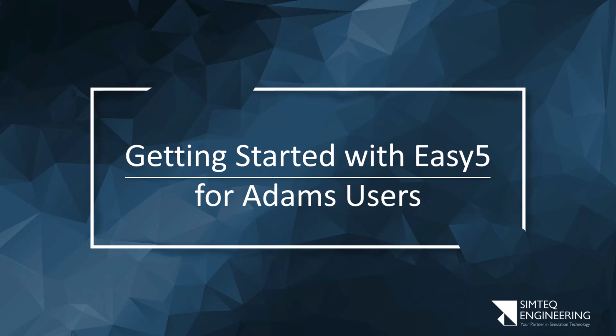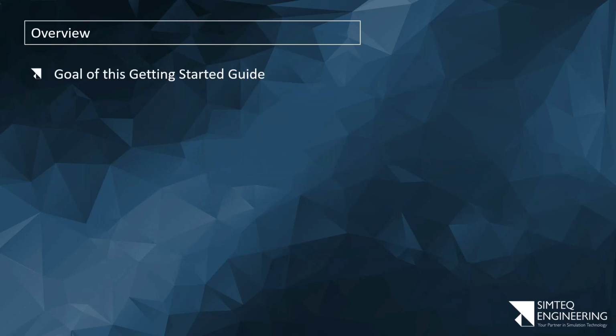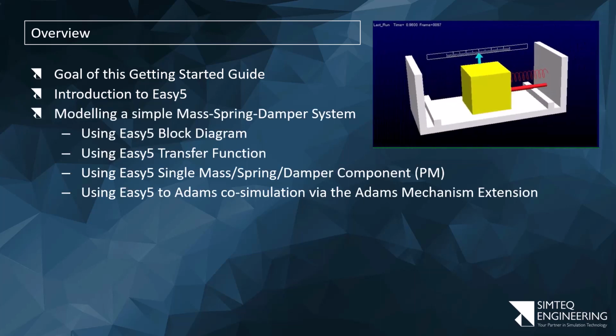So let me give you an overview of the ground that we're going to be covering in this video. Firstly, I'm going to explain a little bit about the goal of this Getting Started guide, why we're doing what we're doing here. Then I'm going to give you a brief introduction to Easy5, just a couple of slides on the history and what exactly Easy5 is. And then we're going to spend the bulk of our time looking at the modeling of a simple mass spring damper system.